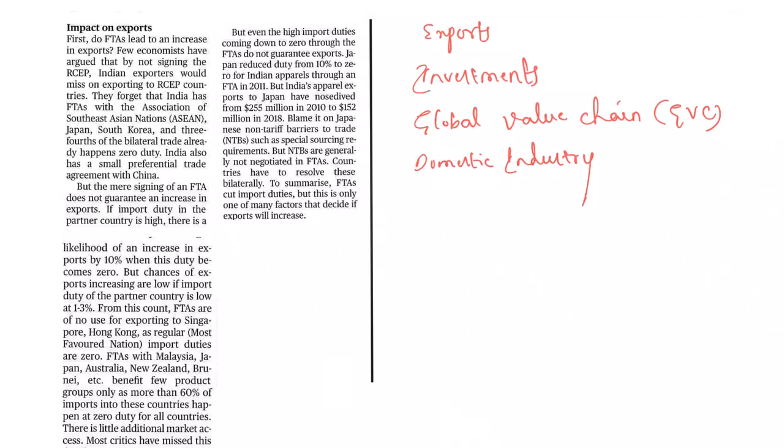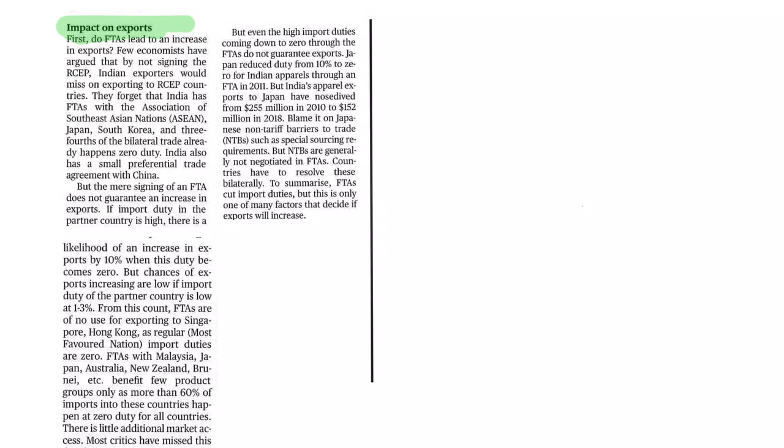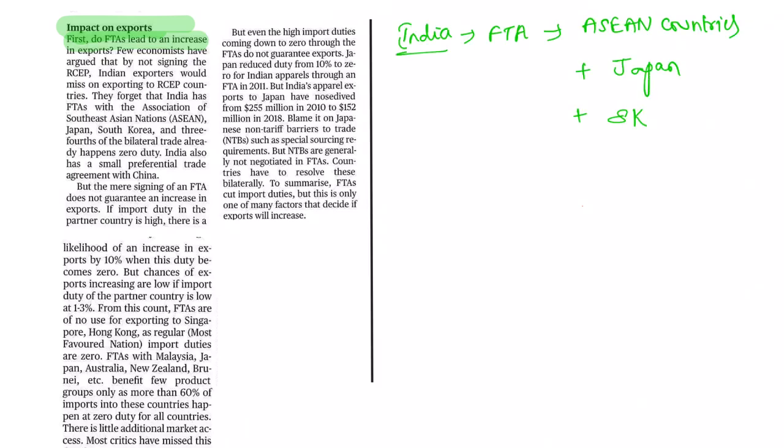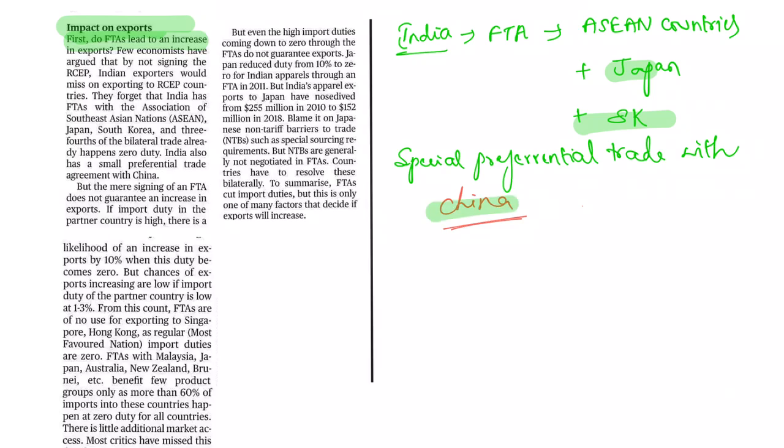Now let us see the impact on exports. Here, the author asks the first question, that is, do free trade agreements lead to an increase in exports? And the author says the chances are very less, because India has already signed free trade agreements with ASEAN countries, that is the Association of Southeast Asian Nations, and also with Japan and South Korea, and we have a special preferential trade agreement with China. And what is special preferential trade? It is a trading bloc that gives preferential access to certain products from the participating countries. This is done by reducing tariffs but not by abolishing them completely.